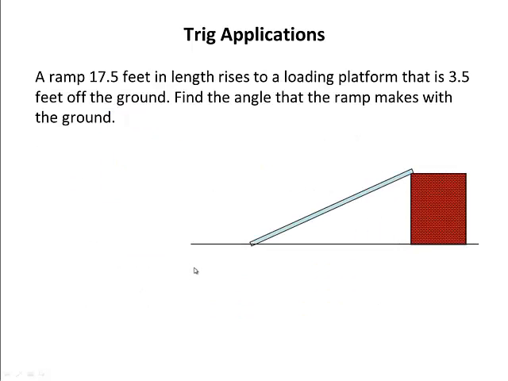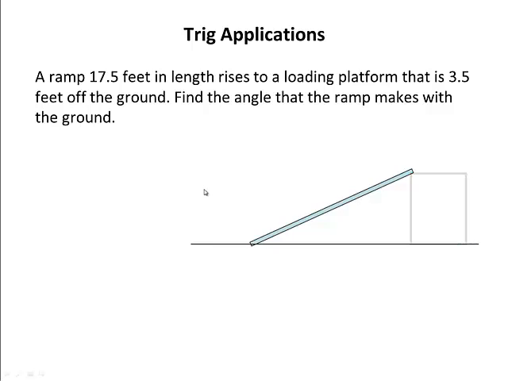All right, try and work this one out. This is the last one. So make sure you can make this one work for yourself and come back and check the work. A ramp is 17.5 feet in length, rises to a loading platform that is 3.5 feet off the ground. Find the angle the ramp makes with the ground.